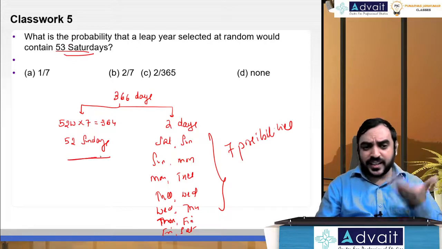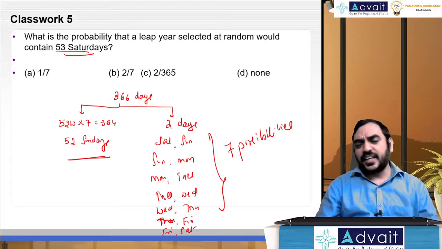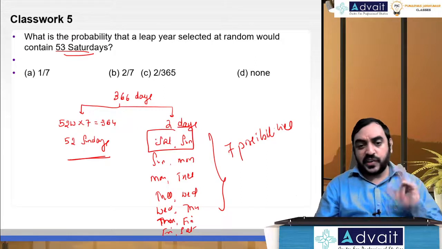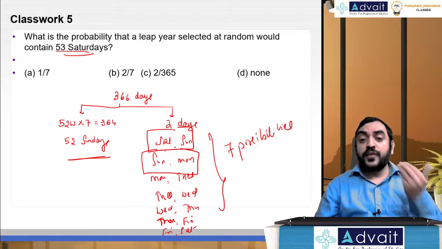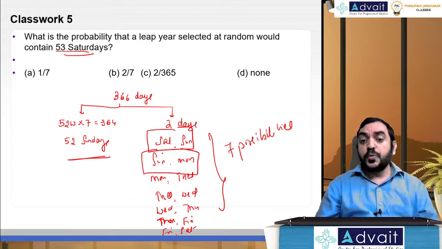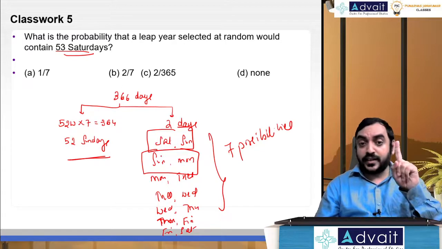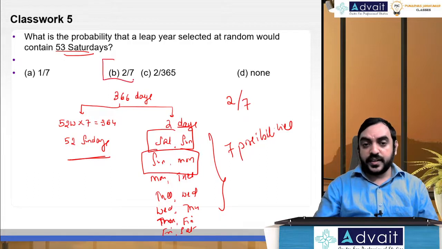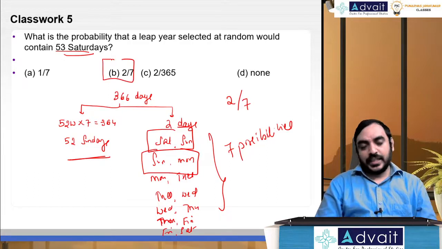Anyway, 52 Sundays are considered. One extra Sunday we want, which can happen. One favorable event, Saturday, Sunday. It can happen one more favorable event, Sunday, Monday. Out of 7 possibilities, 2 possibilities will give you one extra Sunday to make it 53. So probability is 2 out of 7 possibilities. It is 2 by 7.